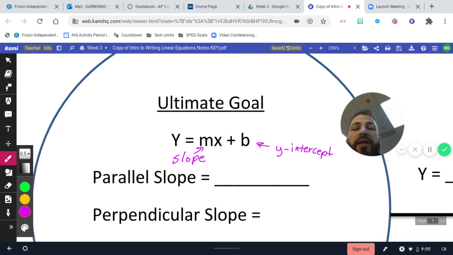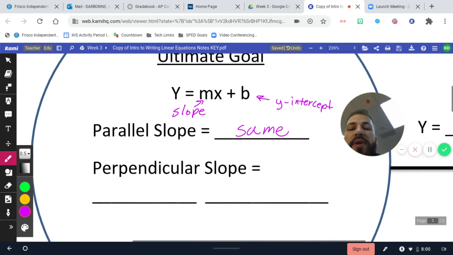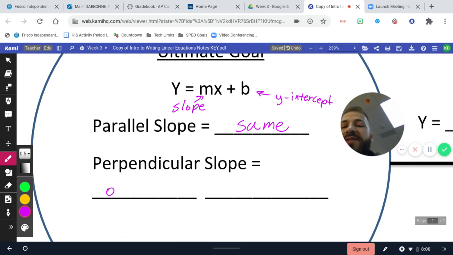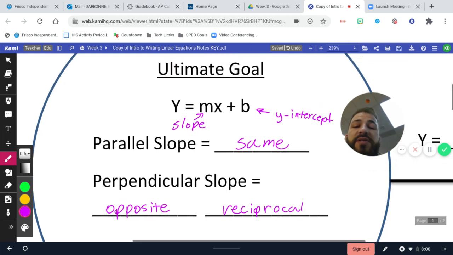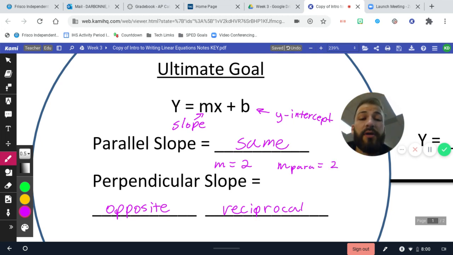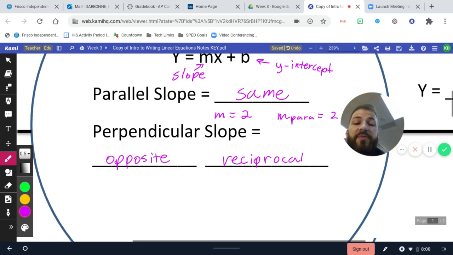So remember, parallel slope is the same. Perpendicular slope is the opposite reciprocal. So just kind of going into those. The same is the same. So if my original slope m is equal to 2, my parallel slope would also be equal to 2, because parallel lines are two lines with the same slope. Okay, perpendicular slope, that opposite reciprocal.